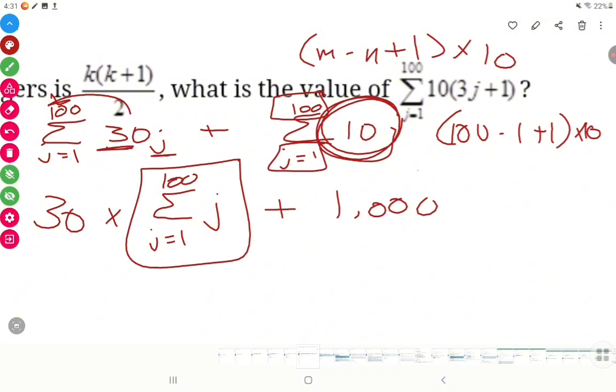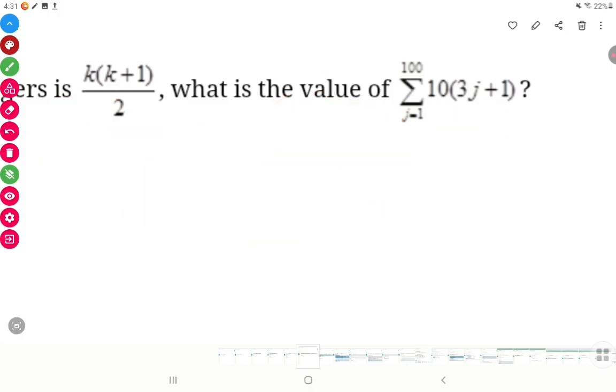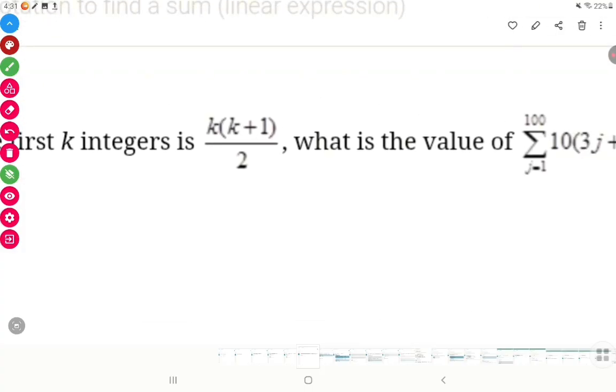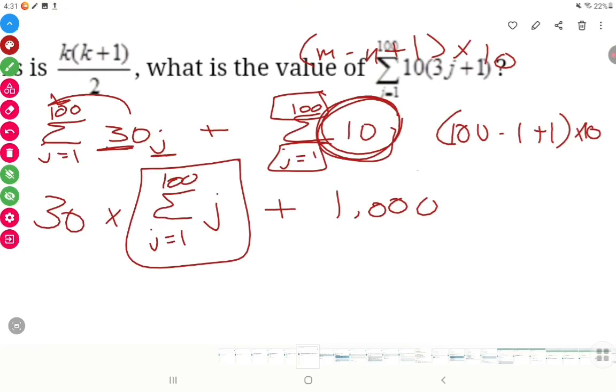Okay, now sigma of j. How do you find sigma of j? Let's say you can't put it into a calculator. Let's say you have a written part. You can't just add up each number until 100. They gave you a way to find sigma of j. They told you the sum of the integers. By integers they mean j. Sum of j is k times k plus 1 over 2.